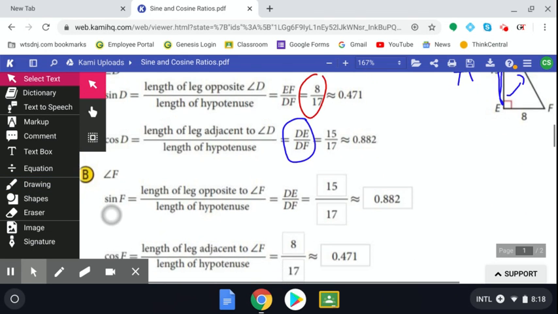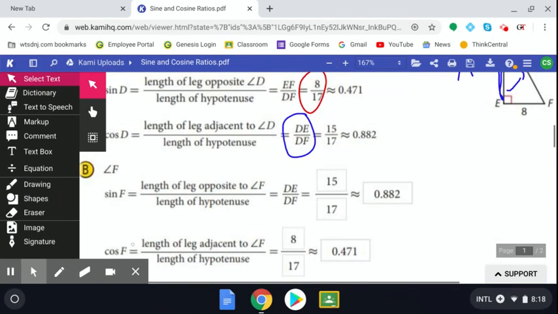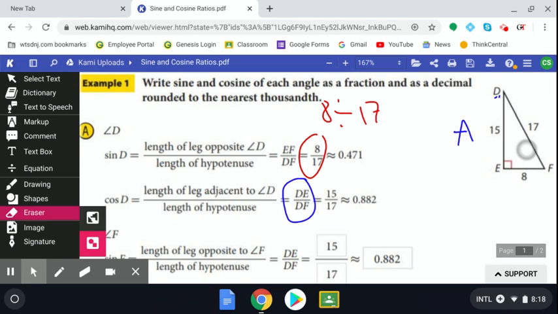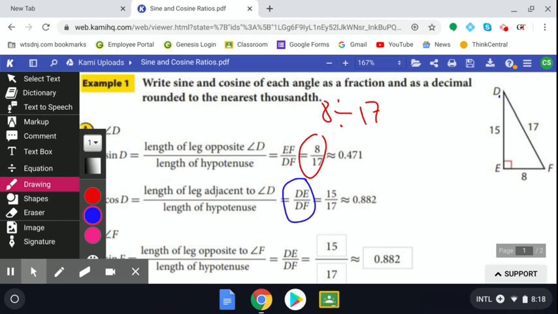And then the last two trig ratios are still sine and cosine, but this time we're not going to use angle D. We're going to use angle F. Okay? So now I work from this angle's perspective.